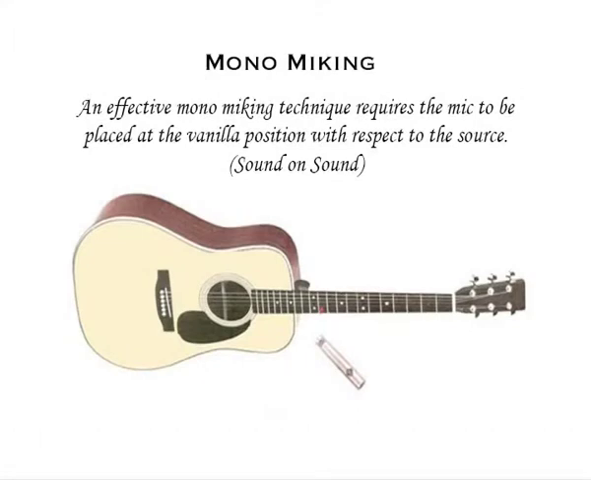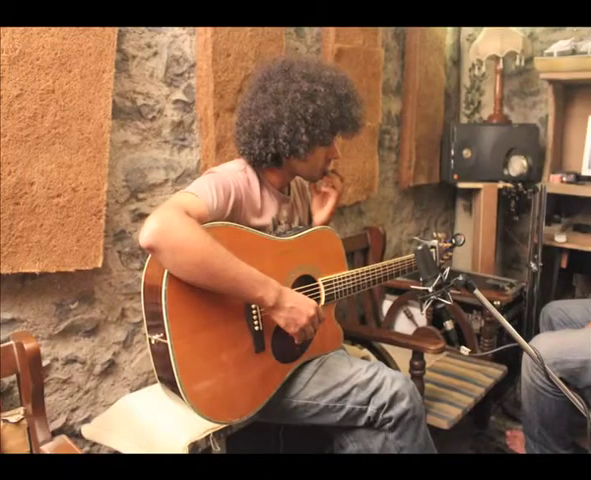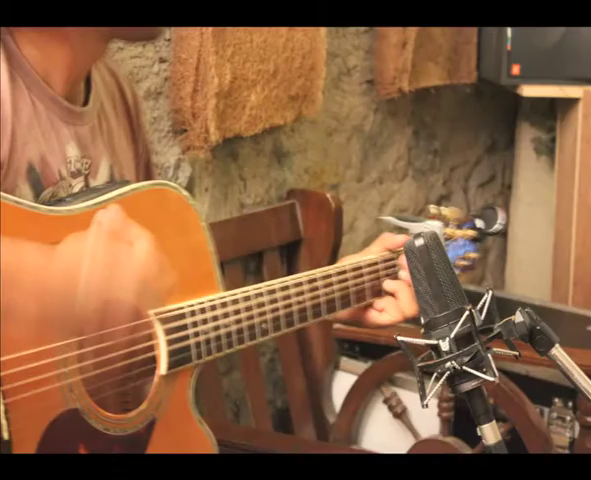The approach to this miking technique is fairly simple. It is based on placing the mic at the region where the neck joins the body. This position is called the vanilla position. A fairly good balance of body and panel resonances was obtained using an Audio-Technica 4050 microphone with its polar pattern set to cardioid and placed 8 inches away from the 14th fret and angled towards the body.